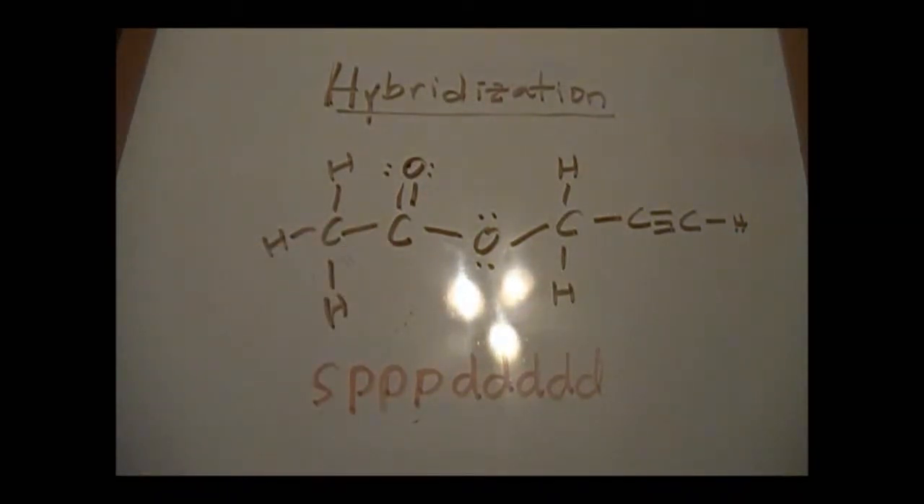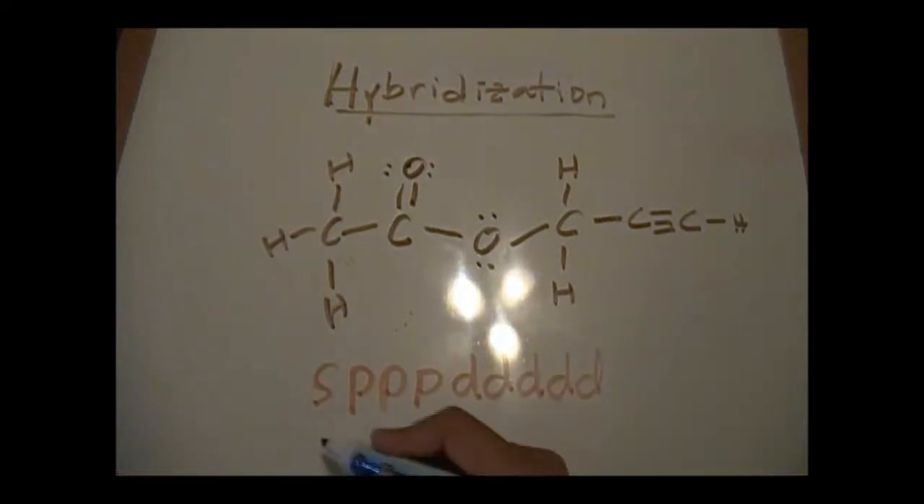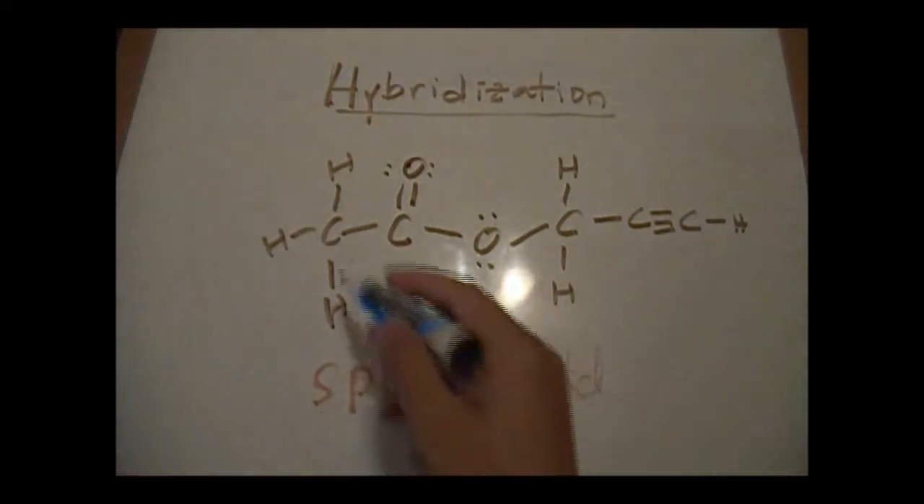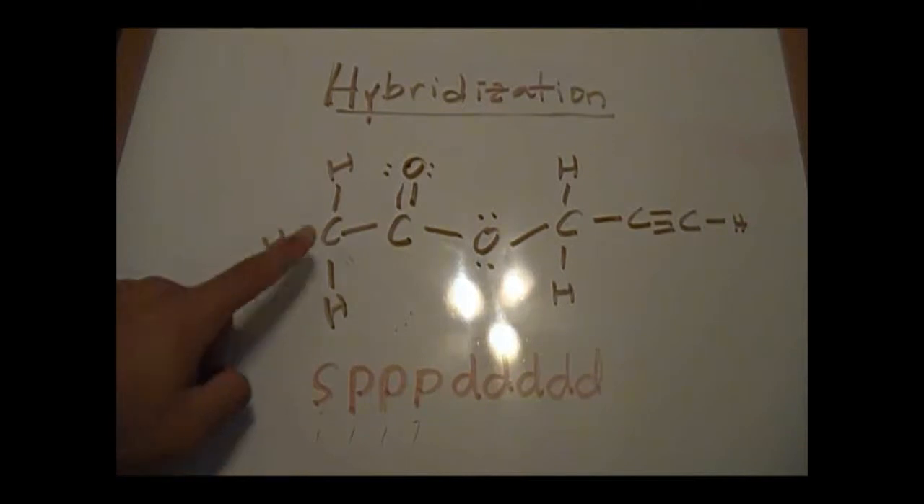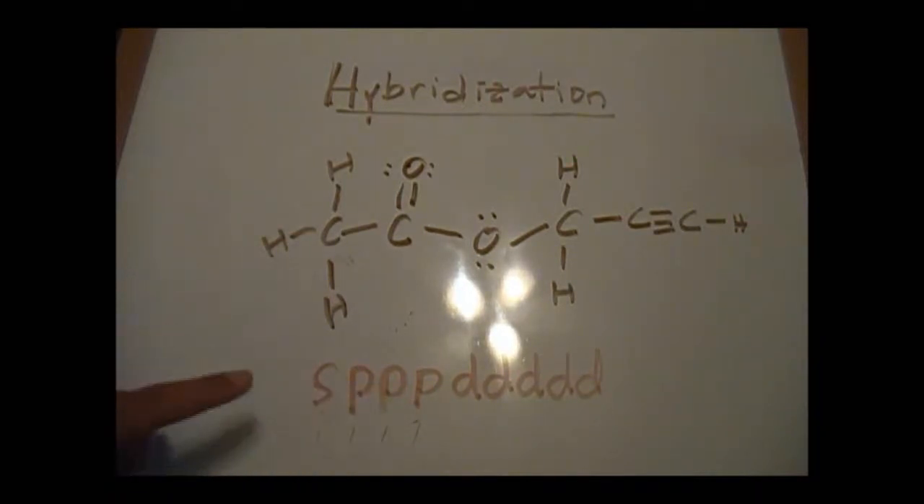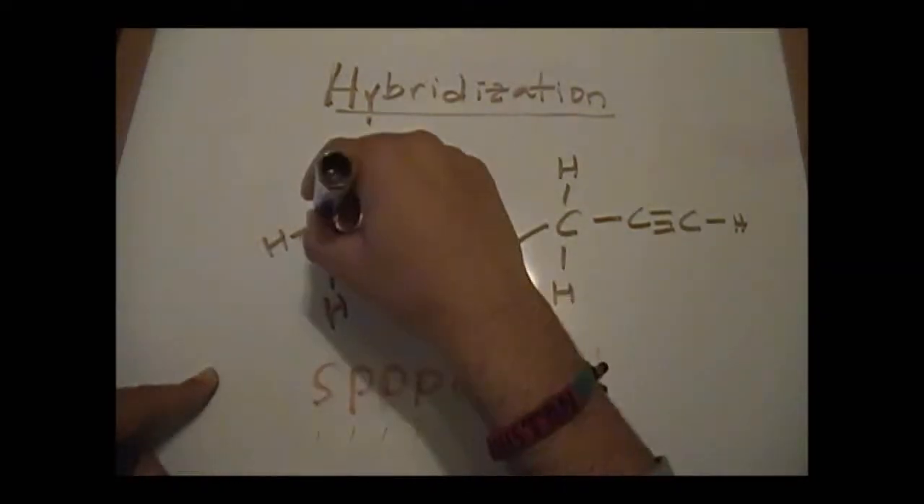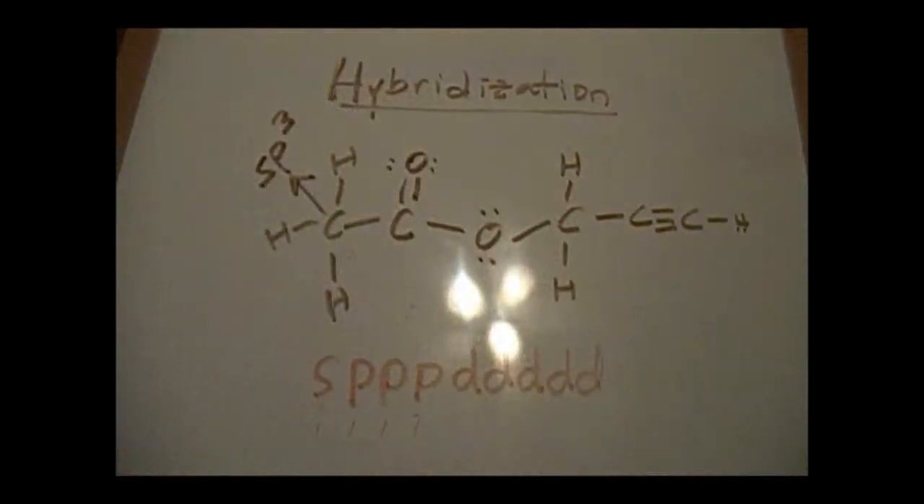You have 4 groups. So you're going to look at this little thing we have written down here, and you're going to count off. So we have 4 groups around this carbon atom, so 1, 2, 3, 4. Okay, so it's going to be written as the hybridization for this carbon as S. You have 3 p's, so sp3. So this carbon right here is sp3. Okay, pretty straightforward.